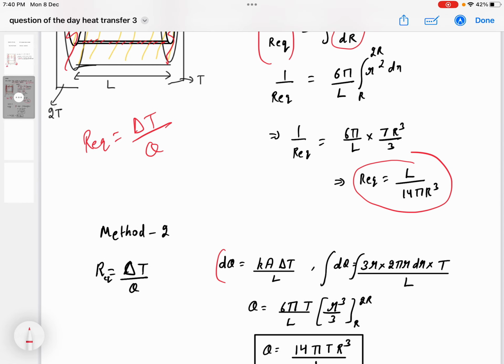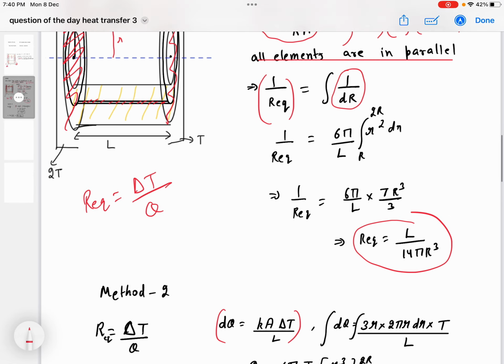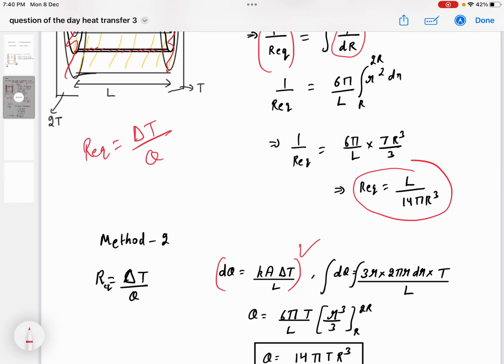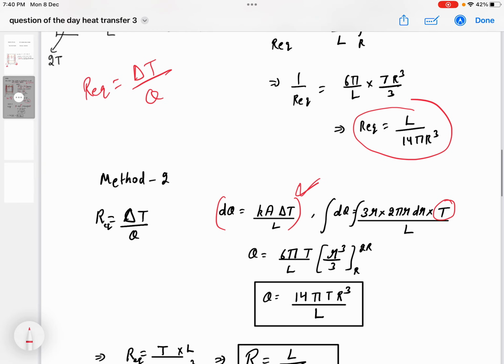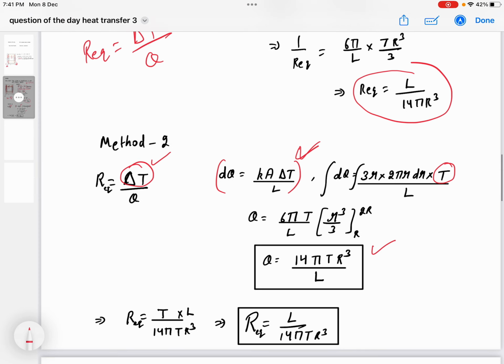So dQ, the heat, from the same cylindrical element I can write using the law of heat conduction: dQ = K A delta T by L, where delta T is T1 minus T2, no problem. So this T1 minus T2 will get cancelled out. Then I get Q as 14 pi TR cube by L. So R equivalent will be this temperature difference upon this Q, the heat flow rate. What I get is the same answer, L upon 14 pi TR cube.